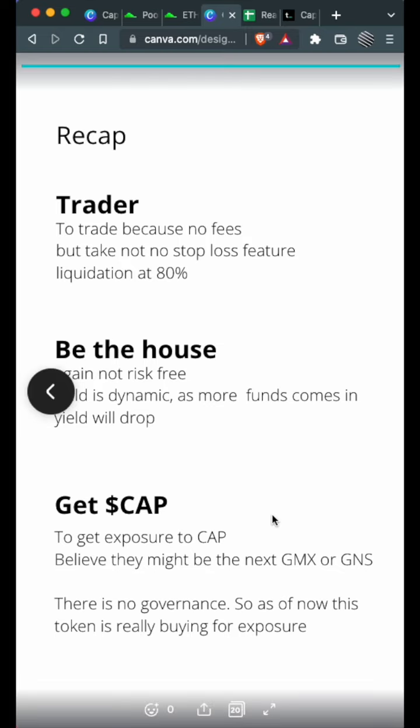The last thing is that you can also get CAP, meaning you are bullish about the protocol, thinking that it could be the next GMX. But take note that there's no governance, so as of now, this token is really buying for exposure.